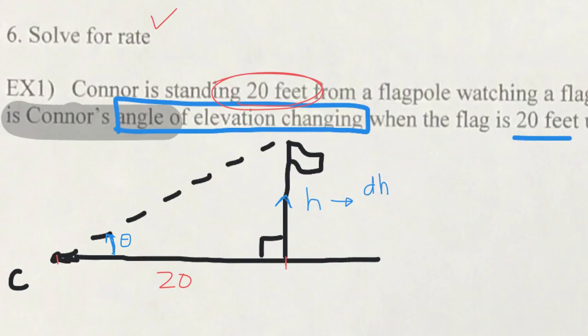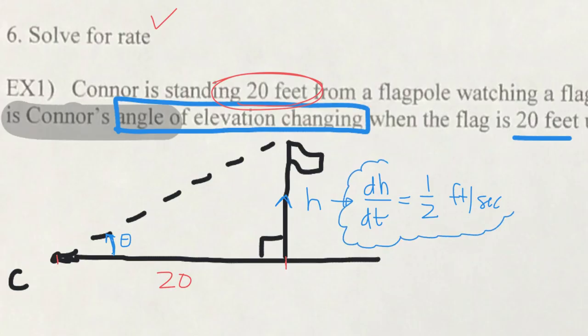We know that the flagpole is being raised at a rate of 1/2 of a foot per second. Right, so once we label our height, that variable, then we can go ahead and talk about what the rate of change of that variable is. Okay? And we want to know how the angle of elevation is changing when the flagpole is 20 feet.